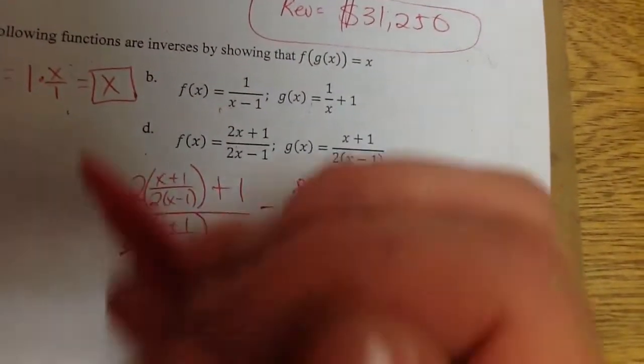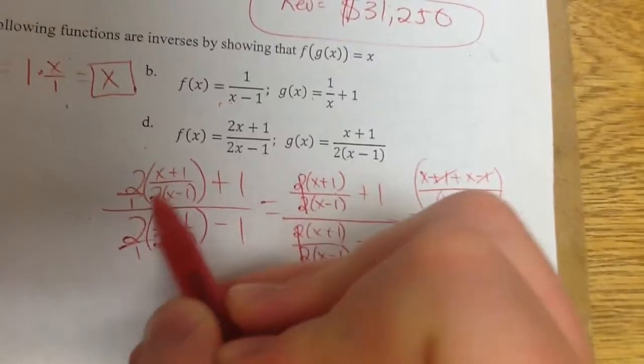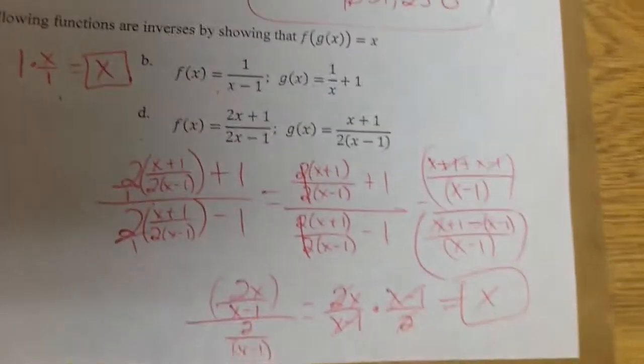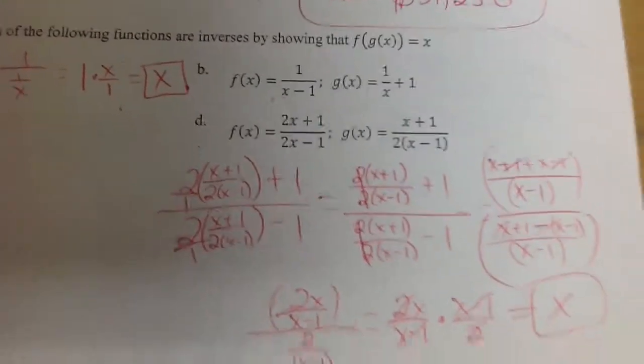So there's no way you could have just started here at the beginning and gone x. If you do that on the test, you will fail that section.